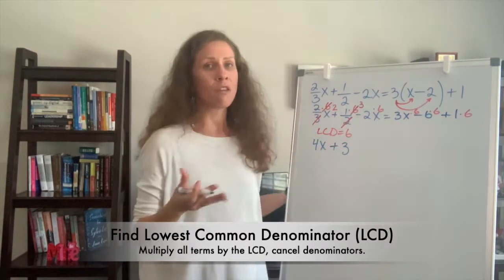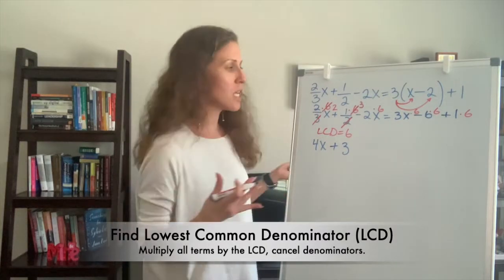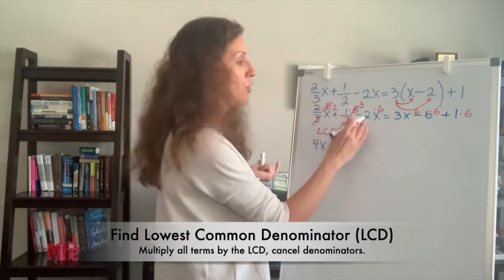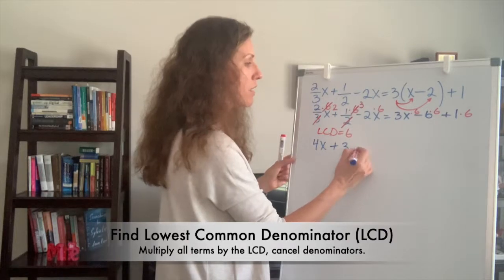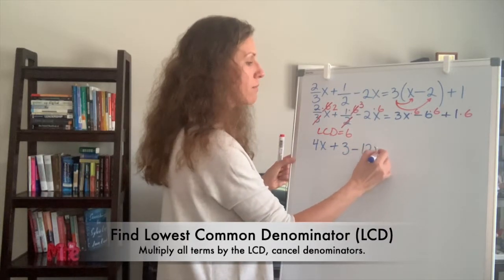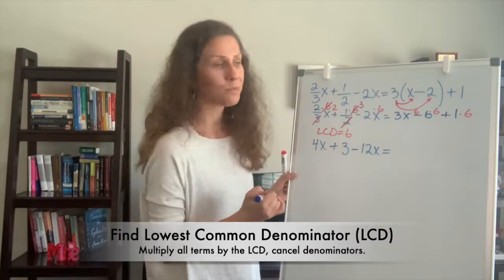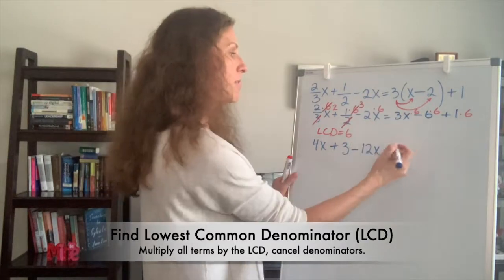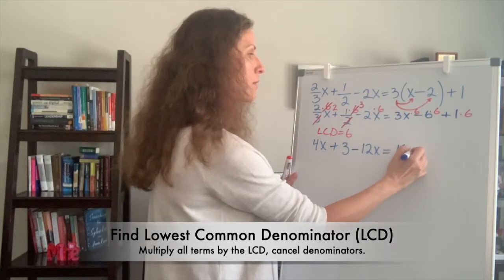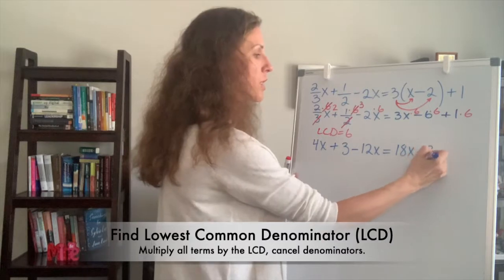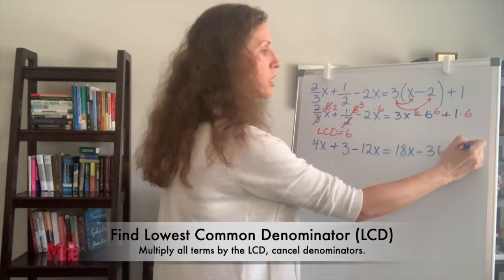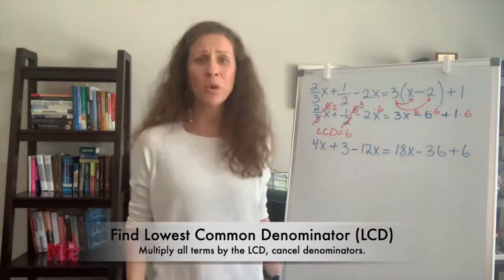The next term is not a fraction, so I'm not going to be canceling anything. I'm just going to multiply. 2x times 6 is 12x. Then my equal sign. Then I have 3x times 6, which is 18x. 6 times 6, which is 36. And 1 times 6, which is 6. Now the equation looks really good.